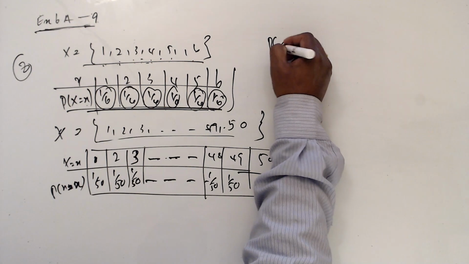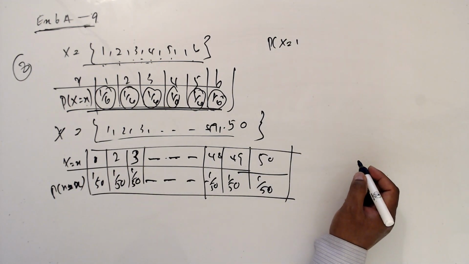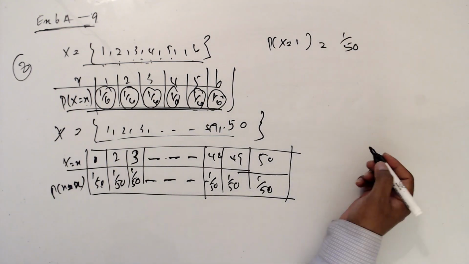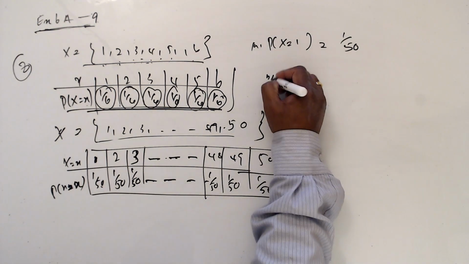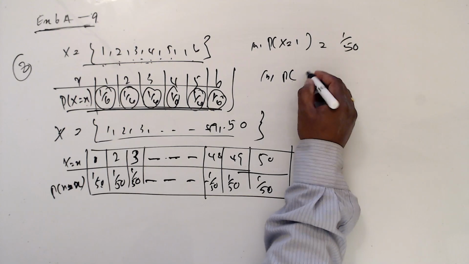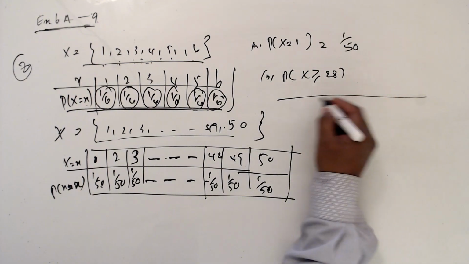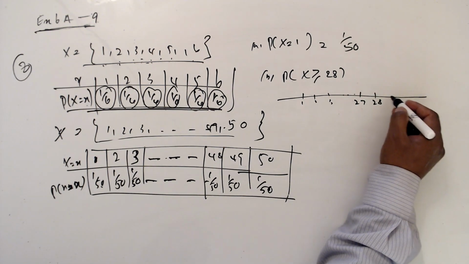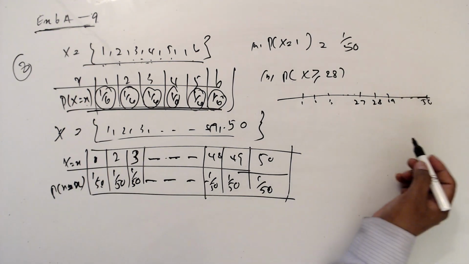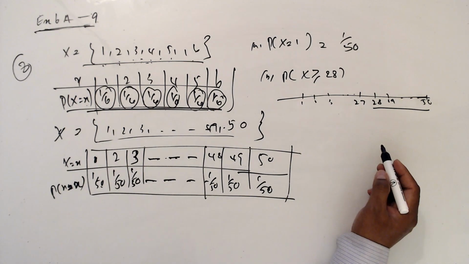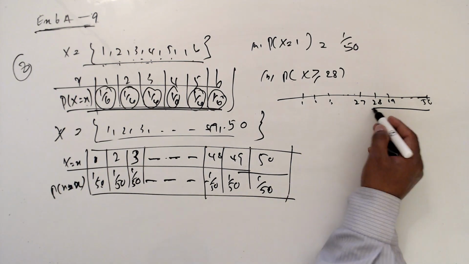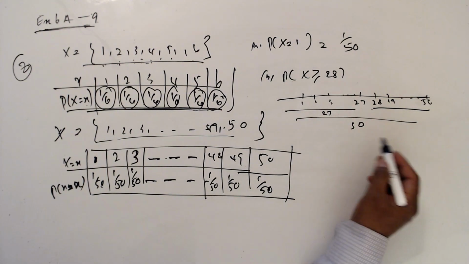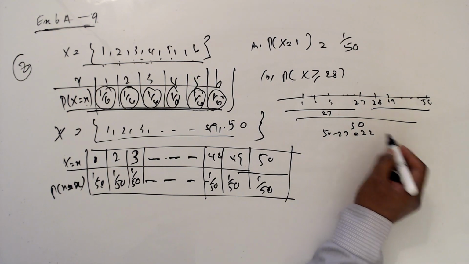Probability of X equal 1 is now very clear, 1 out of 50. And part B, probability of X greater than or equal to 28. When you take the number line 1, 2, 3, likewise 27, 28, 29 up to 50, you want all the numbers added. It means we need 28 to 50. How many numbers? There are 50 numbers, up to 27 is excluded, so 50 minus 27 is 23.